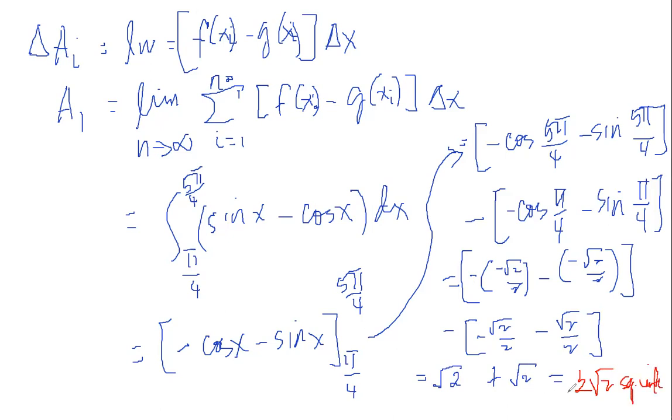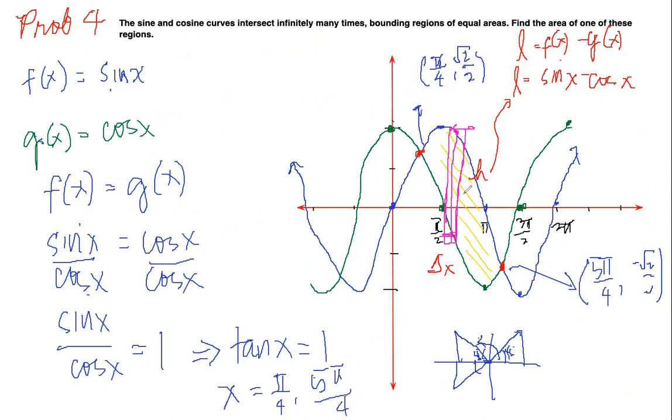Therefore, the area of the region bounded by sine and cosine is equal to 2 square root of 2. So therefore, this region is equal to 2 square root of 2 square units. All right, that's it.